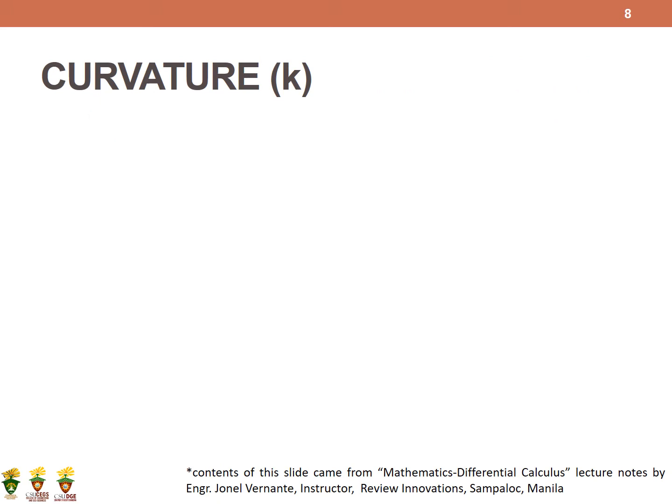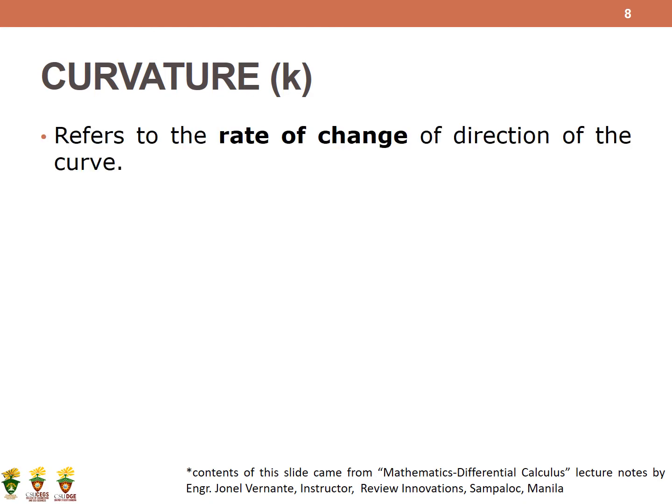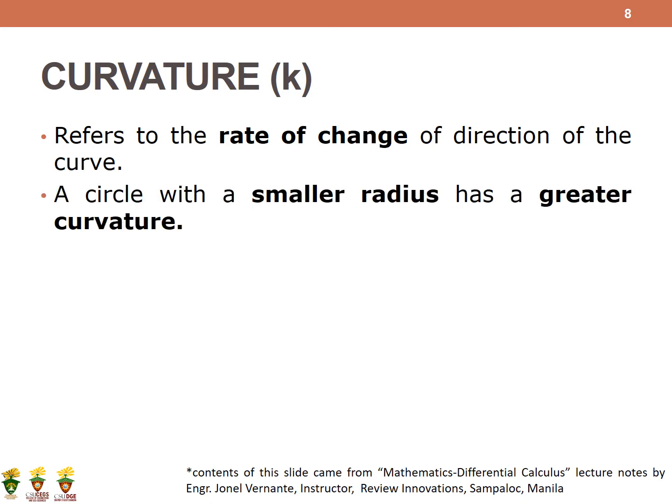So let us define what curvature is. Curvature is denoted with the small letter k. Curvature refers to the rate of change of direction of the curve, and a circle with a smaller radius has a greater curvature. As we illustrated a while ago from the previous slides, if the circle has a smaller radius, the rate of change is greater compared to a circle with a much bigger radius.